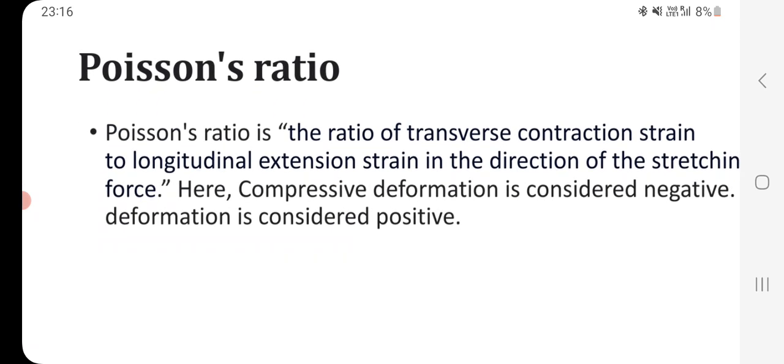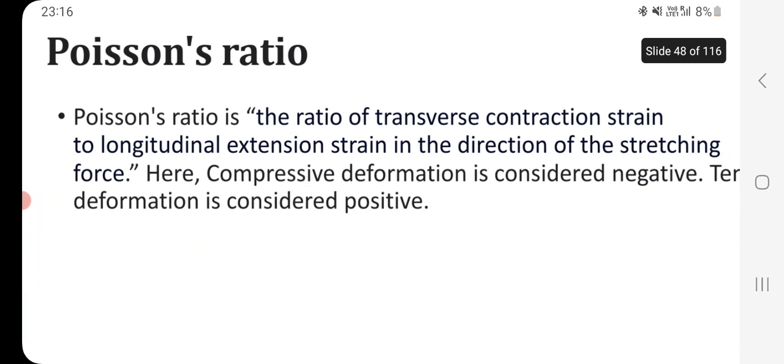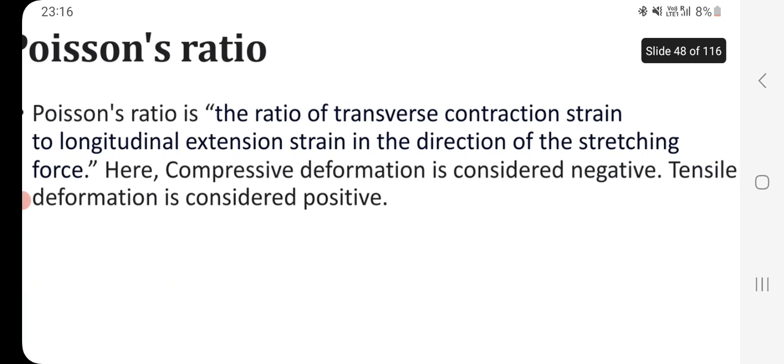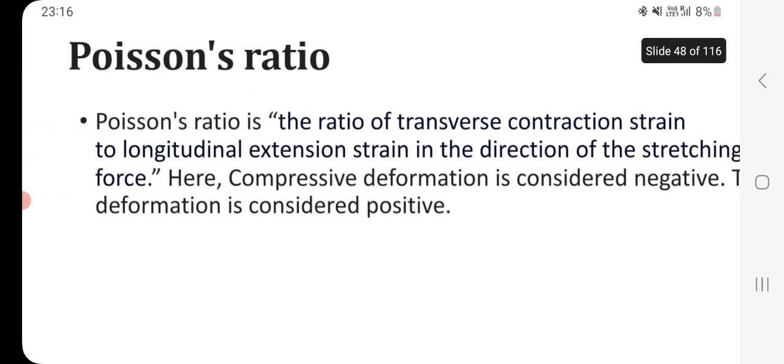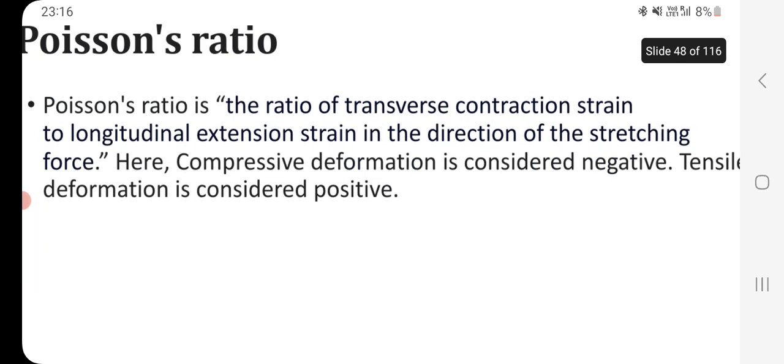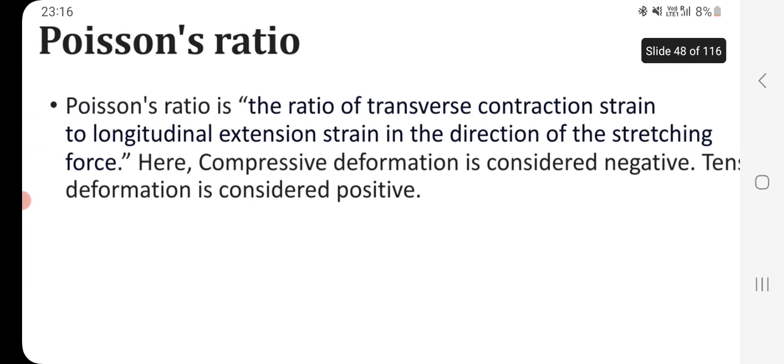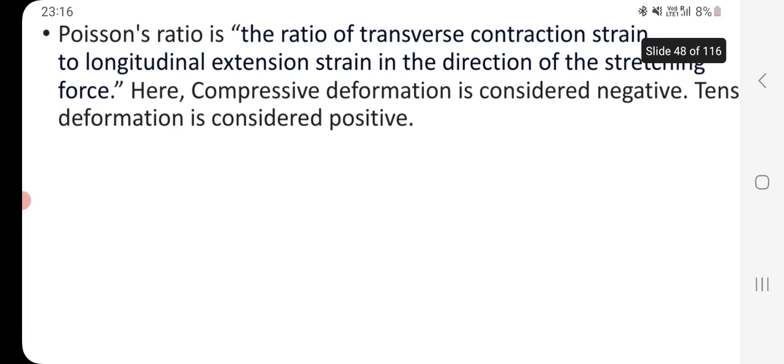Poisson ratio. What is Poisson ratio? Poisson ratio is the ratio of the transverse contraction strain to the longitudinal extension strain in the direction of the stretching force. Here, compressive deformation is considered negative, tensile deformation is considered positive.